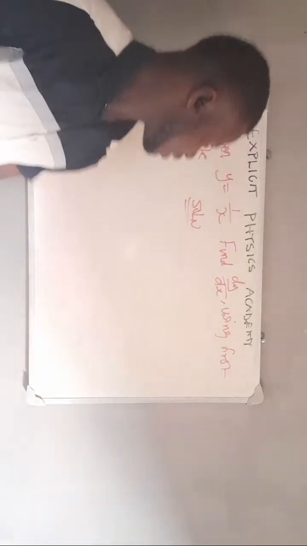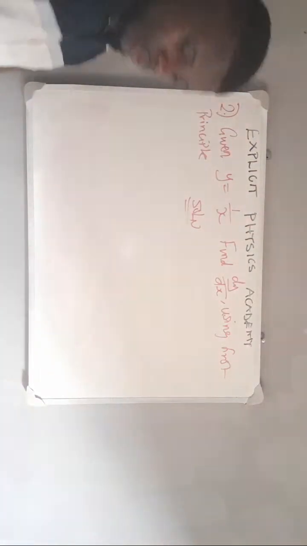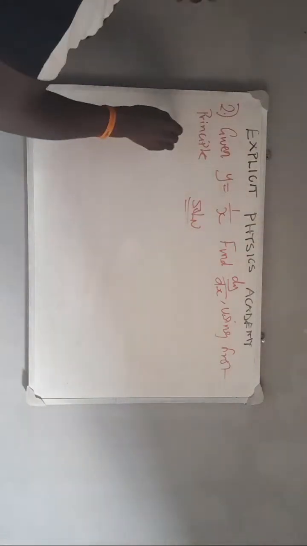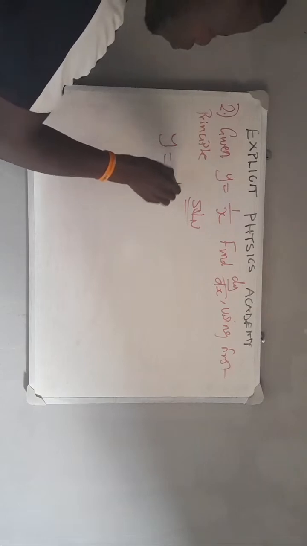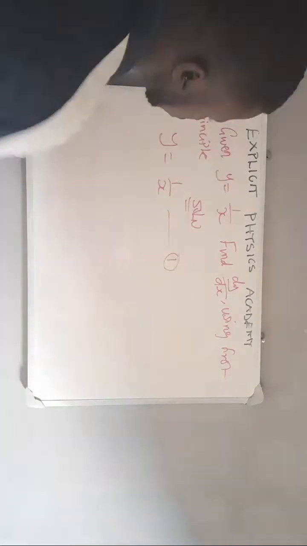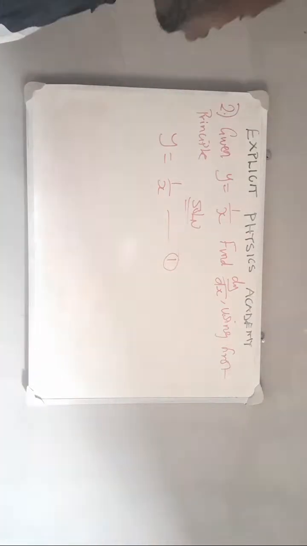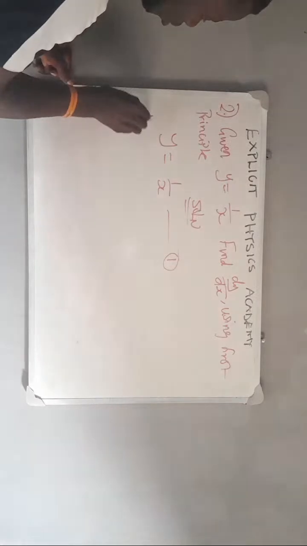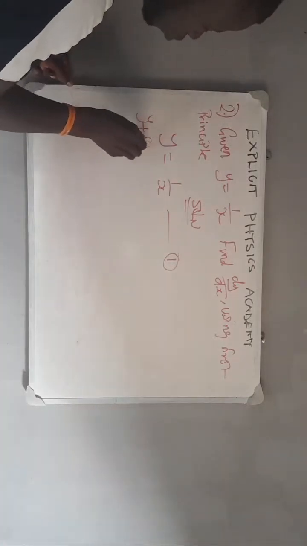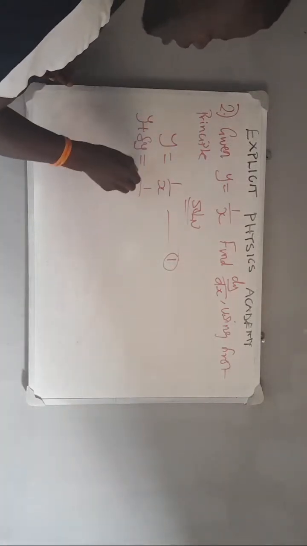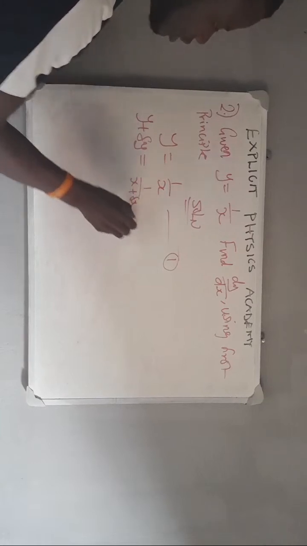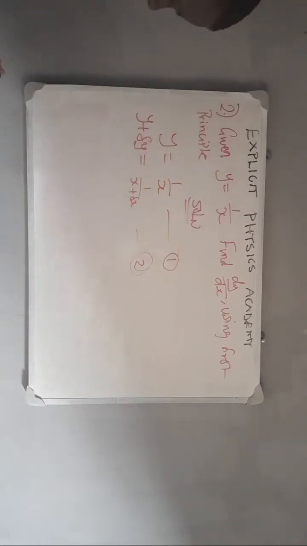Okay, back to our example. We are given this. So our y is equal to 1 over x. That's our equation 1. Equation 2, I told you earlier what to do whenever you are given this. You have to add up: y plus del y is equal to 1 over x plus del x. This comes to our equation 2.